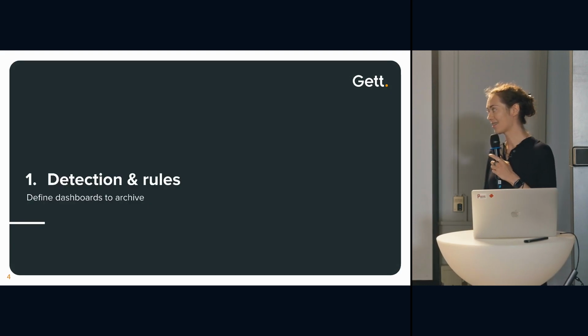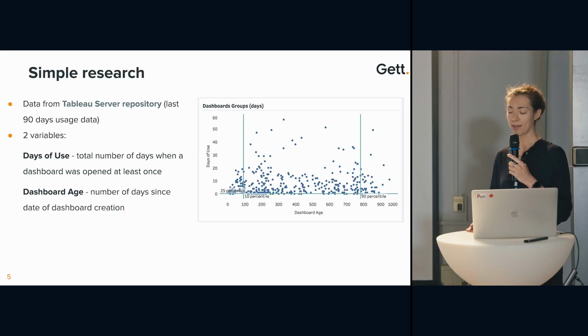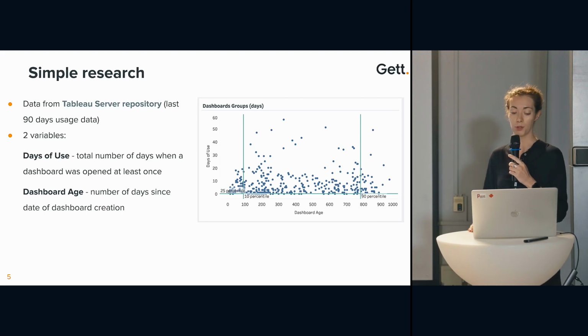Let's start from detection and rules, how we define a dashboard that should be archived. We started this project from simple research, taking data from the Tableau Server repository. The Tableau Server repository holds data about usage for the last 90 days and some static data, like who is the owner of the dashboard, or which description this dashboard has, a lot of data like this.